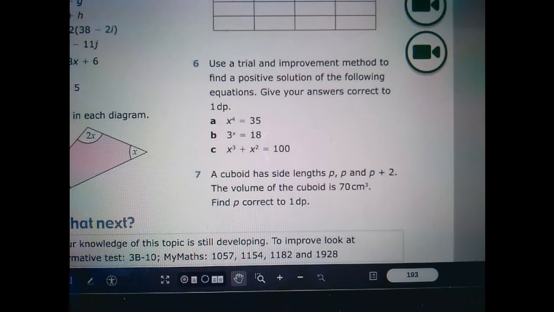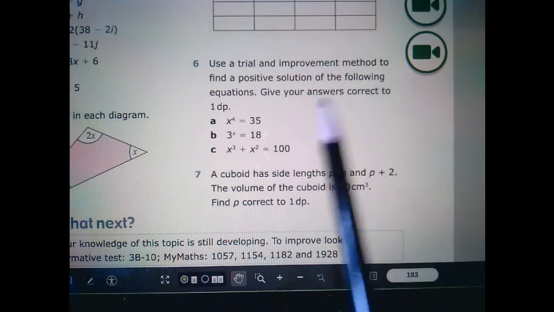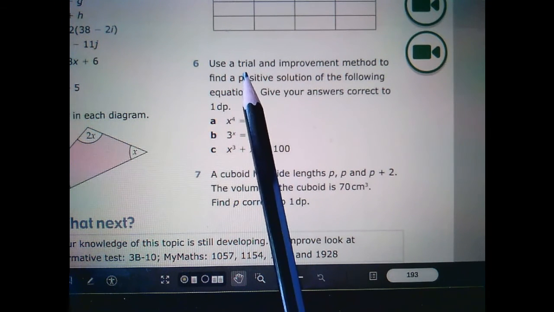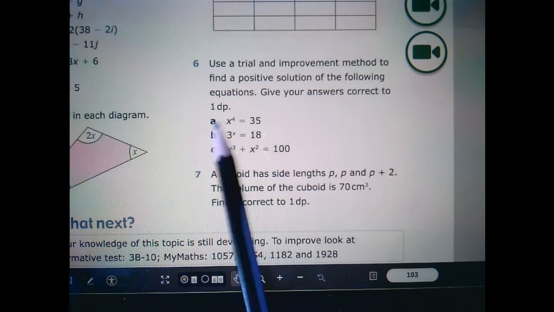Again, with 6, this follows the 10e chapter, so have a look back at there if you want to remind yourself of that method. The only difference with this one is that it doesn't give you a starting point, so you don't know what x you're going to start with, but you know that this is a trial and improvement method question because it says trial and improvement here, and asks for an answer correct to 1 decimal place.